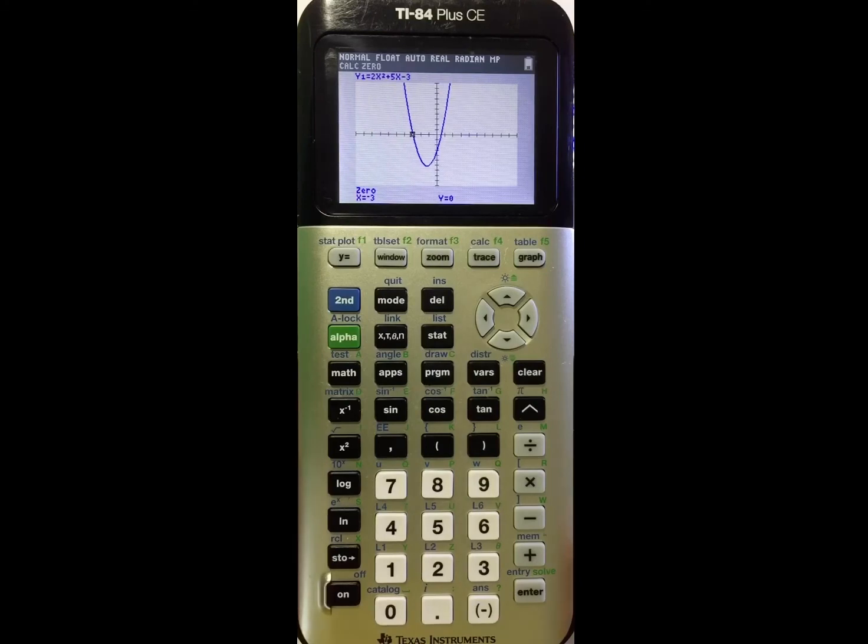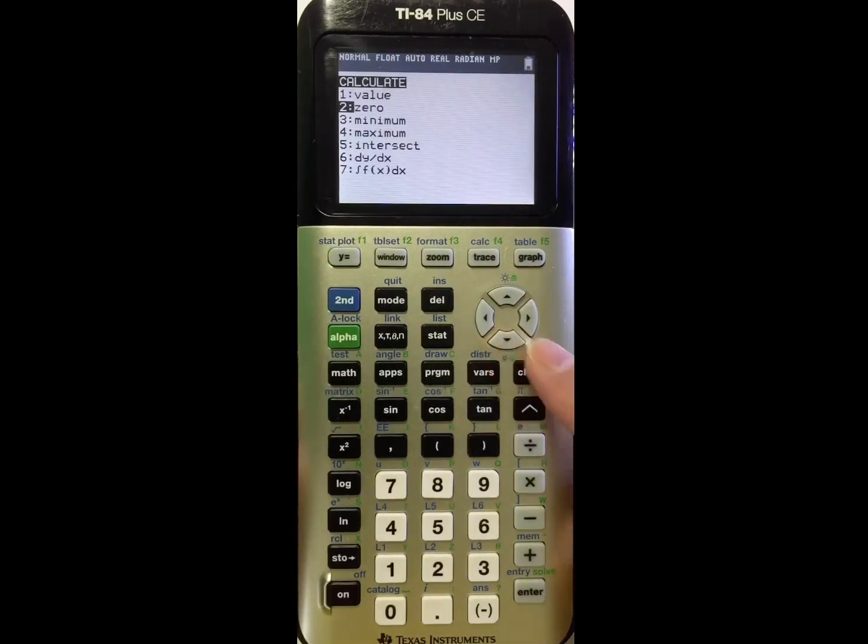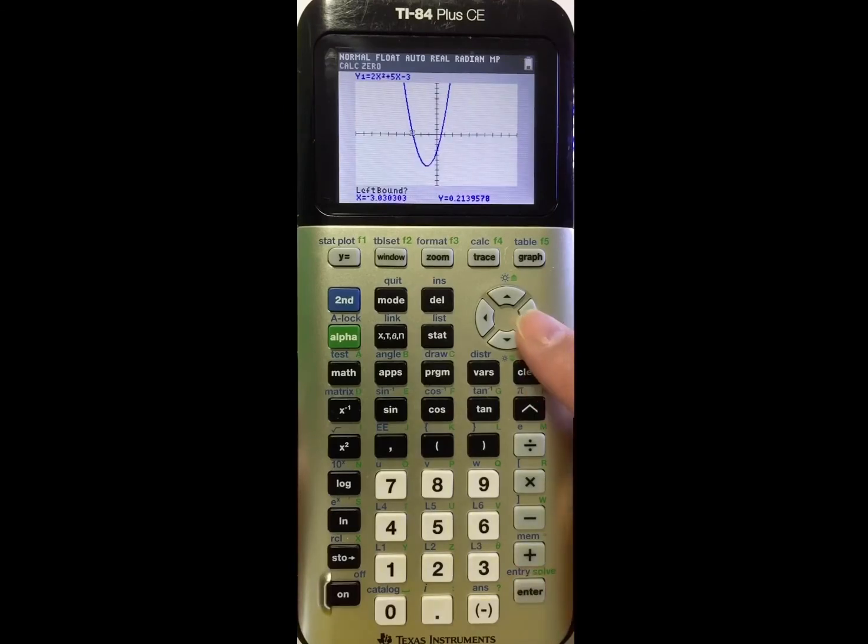To find our second one, that's the one on the right, we're going to do exactly the same thing that we did earlier. We start off by hitting second trace to get our calc. We're going to do another zero, except this time we're going to do the one on the right. So I'm going to estimate where that one on the right is. Again, it's asking for a left bound, so I'm going to choose somewhere to the left and hit enter. Now I'm going to choose somewhere to the right of it. That's our right bound. Hit enter, and then it says to guess. So I hit enter one more time, and then we can see that our second zero is at 0.5 or 1/2. If you saw our other videos with this same equation, we got the same exact answers, where x is equal to -3 and 1/2.